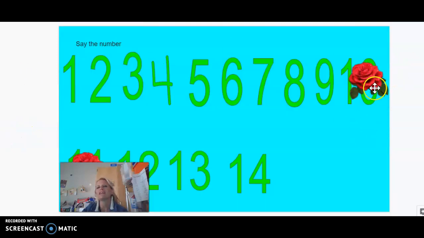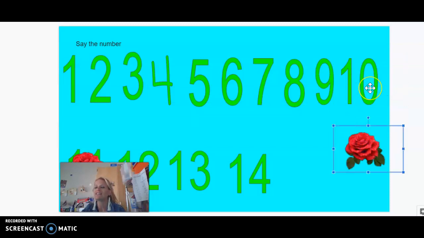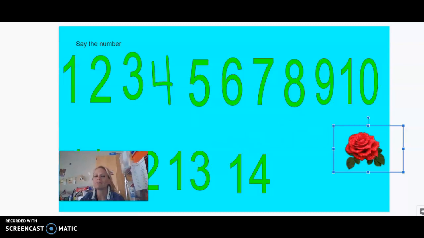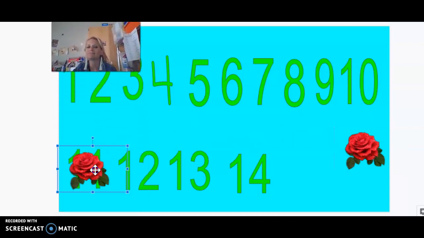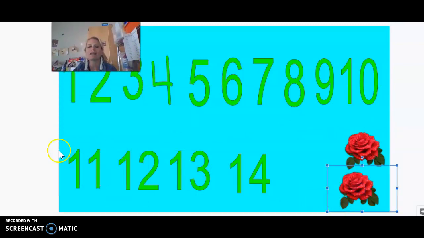Numbers. What number is hiding right here? 10. Good job. You saw 9 and knew that 10 came after. All right, what comes after 10 then? 11, a 1 and a 1. 11, 12, 13, 14.